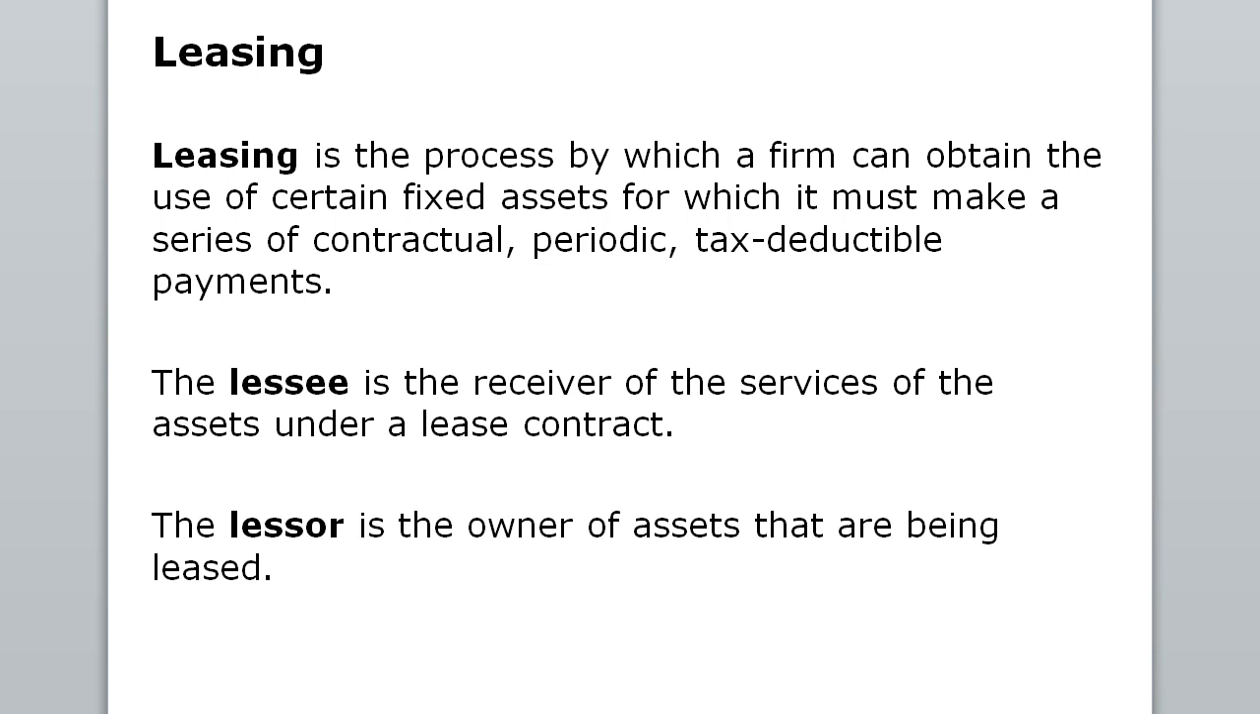So it's a process by which a firm can obtain the use of an asset, but must sign a contract and make periodic tax-deductible payments. So the lessee is the receiver of the asset or the services under the contract, and the lessor is the owner of the asset who is leasing it out to somebody else. So think of a lease as you have a landlord of the lease and a renter of the lease.